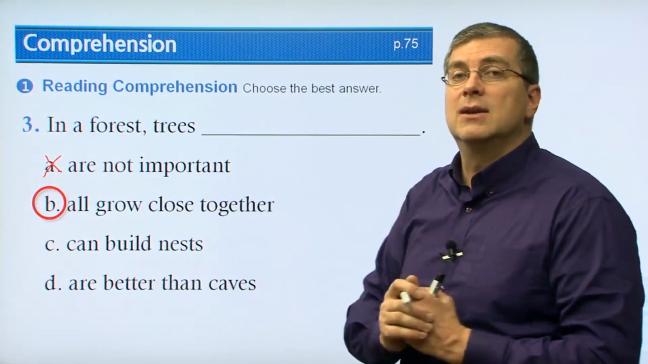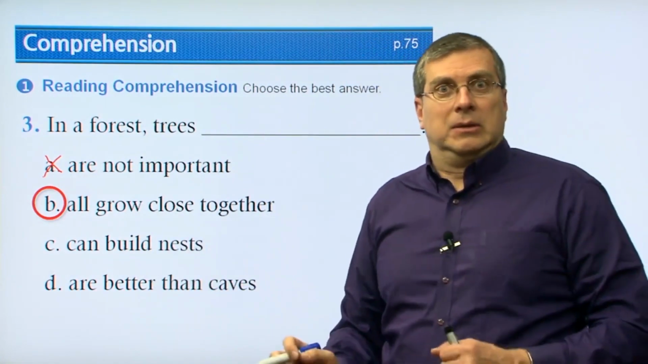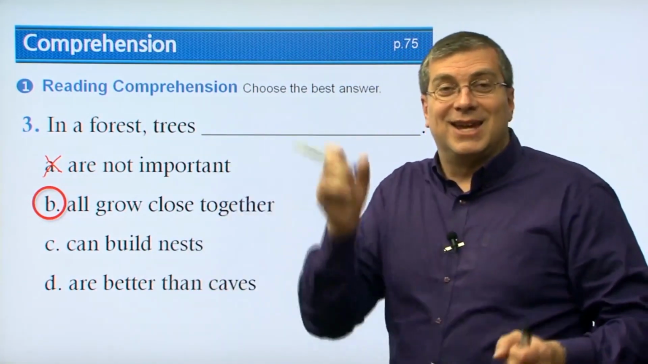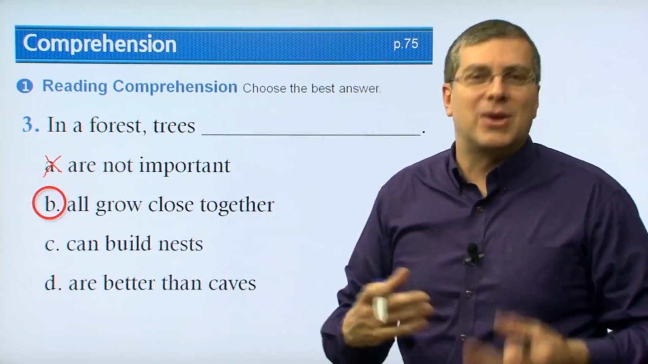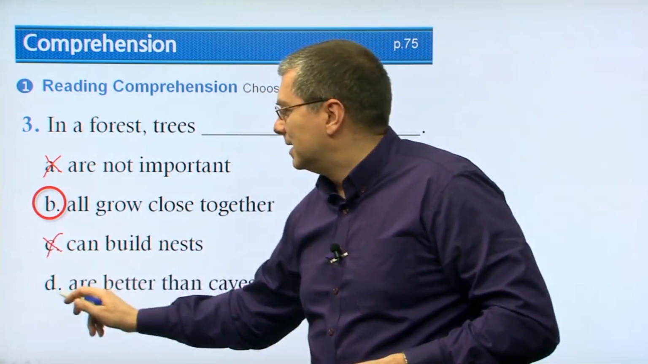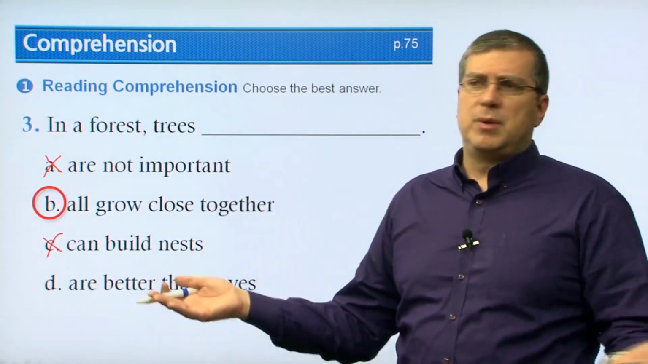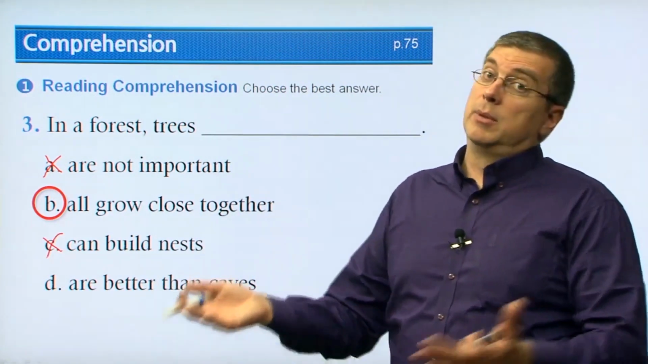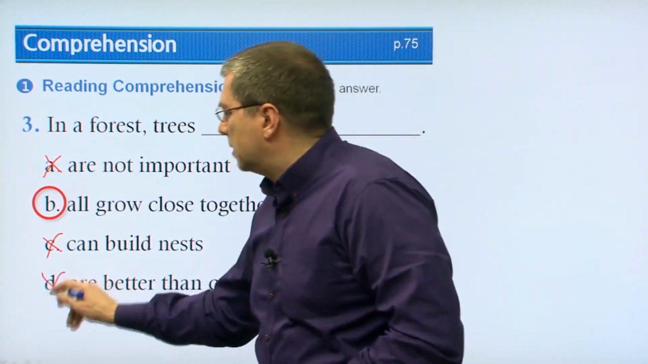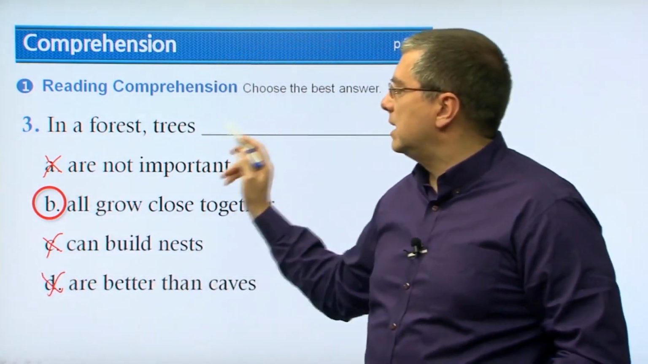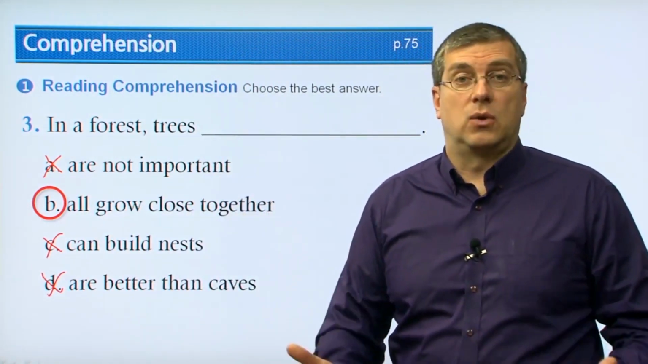Let's look at C and D for practice. C, in a forest, trees can build nests. Can trees move? Can trees make things? No, trees don't think. They can't make things. So that's kind of silly, isn't it? D, trees are better than caves. Well, that's opinion. Some people might think trees are better than caves, but other people might think caves are better than trees. So that's not a very good answer. The best answer, of course, in a forest, trees all grow close together. That's what makes a forest.